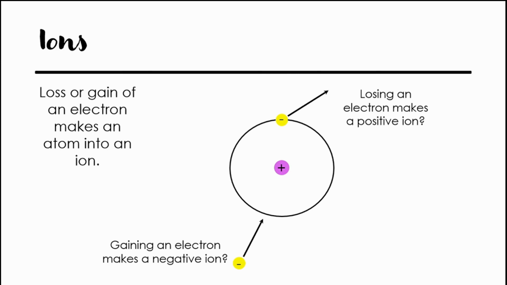In the previous simulation, you can see the term ions. Loss or gain of an electron makes an atom into an ion. Losing an electron makes a positive ion. Gaining an electron makes a negative ion. So, we can conclude when an atom has more electrons, it becomes negatively charged. When an atom loses its electron, it becomes positively charged, a positive ion.